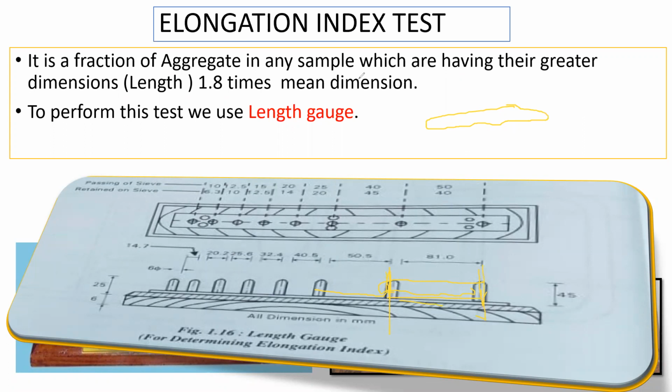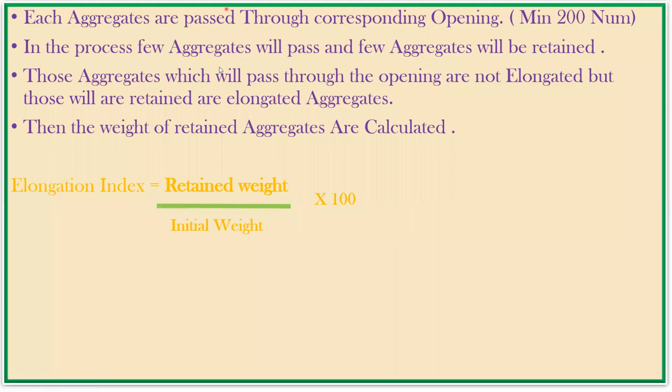Yeah. So now we'll try to see the procedure for this. It again remains the same. Each aggregate is passed through the corresponding opening. That is, again, you have to take minimum 200 number. In the process, few aggregates are going to pass through that slot, and few aggregates are going to get retained.